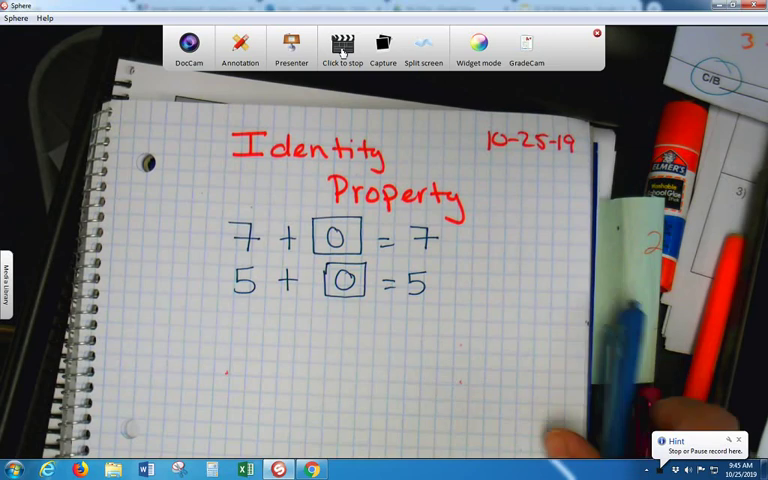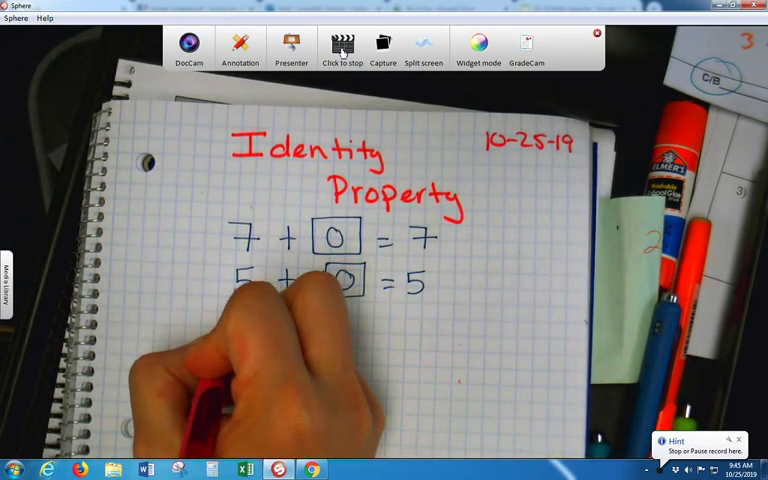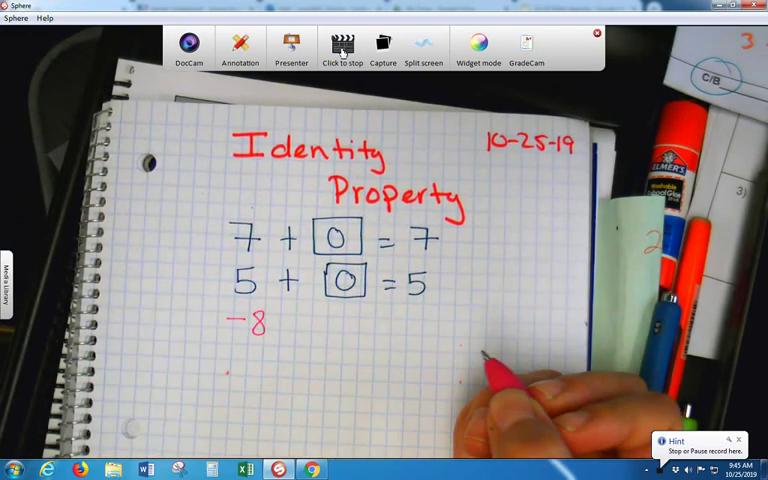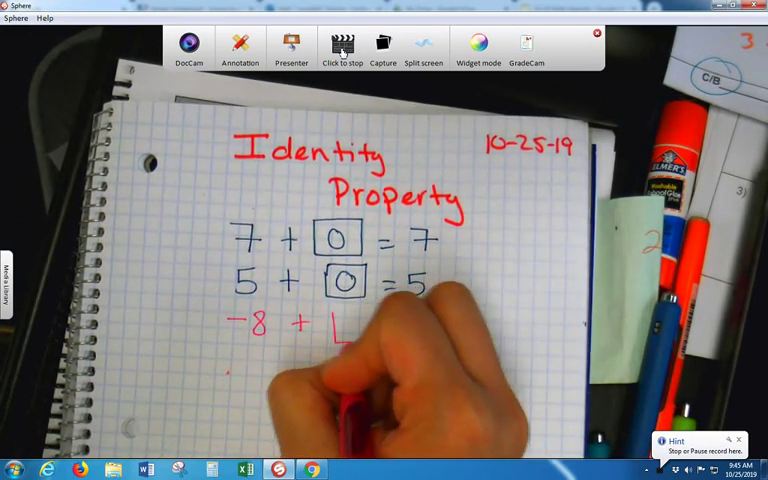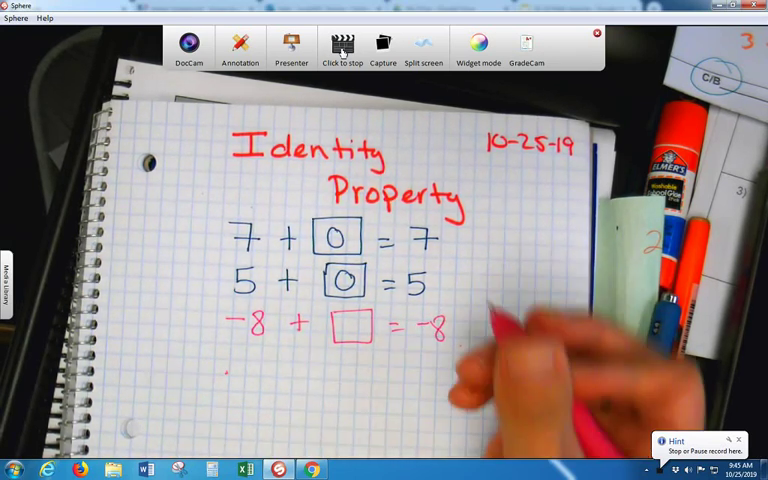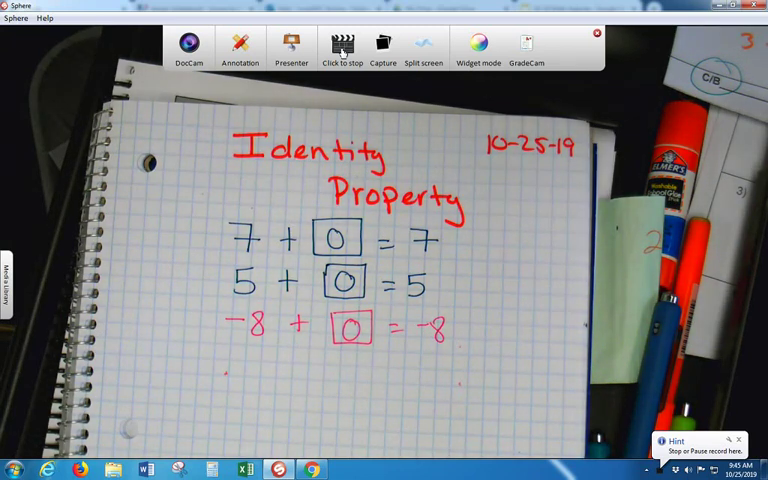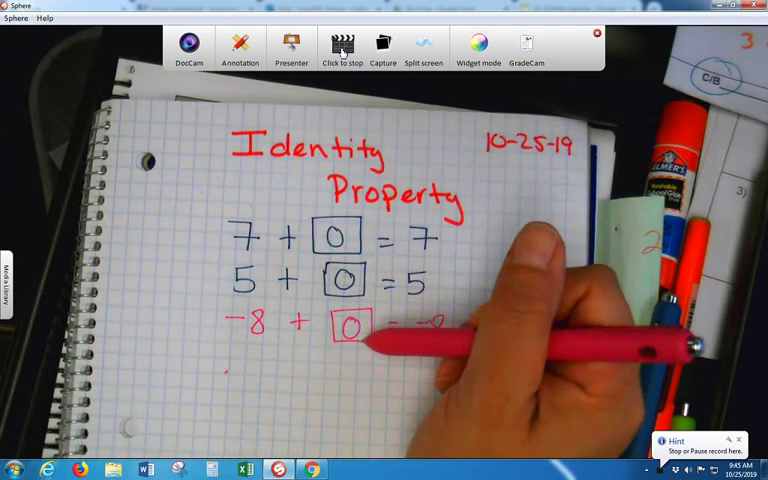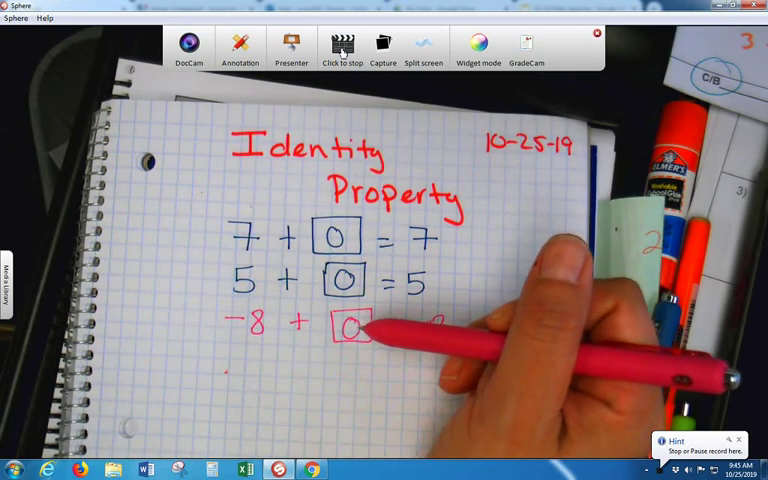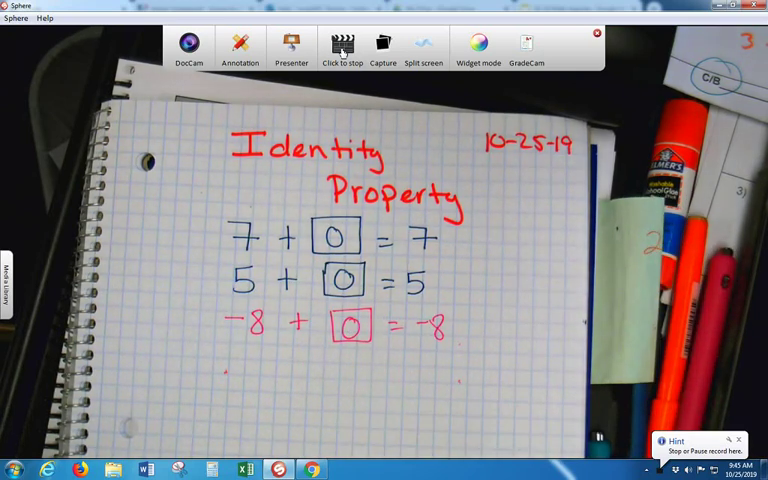Thanks. What if I have a negative number? What if my ID says -8? What do I add to still be a -8? 0. So, when we're adding, what number are we adding when it comes to the identity property? 0. Okay, so the identity property says that if you add 0, you stay the same. You stay the same.